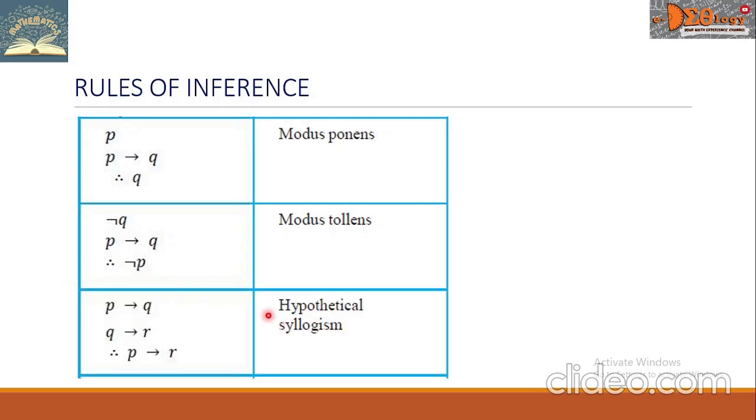Third is hypothetical syllogism. We have two premises followed by conclusion. First premise, P implies Q. Second premise, Q implies R. Conclusion is P implies R.